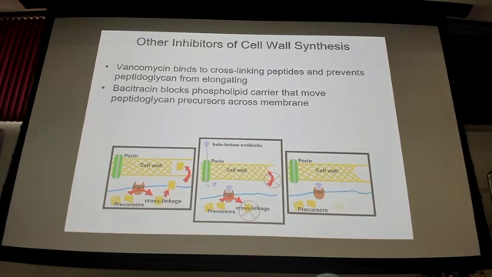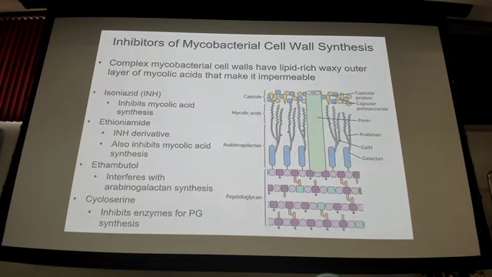And with bacitracin, this is what this cartoon is showing. It's actually blocking the carrier that moves that prefabricated peptidoglycan from the membrane up into the cell wall. Here we go with those mycobacterial cell wall synthesis drugs. Again, these are mostly first-line antibiotics against mycobacterial cells. Here, this figure is just showing those mycolic acids. This is mostly what would be targeted by these different antibiotics.